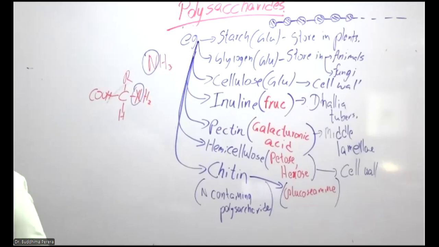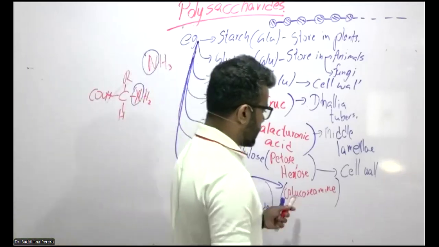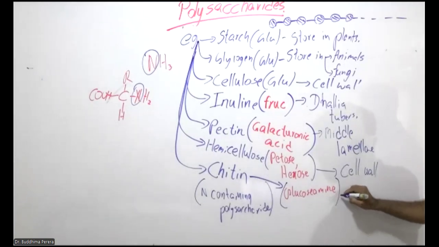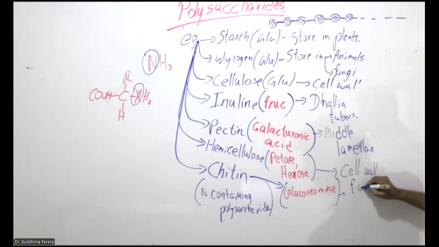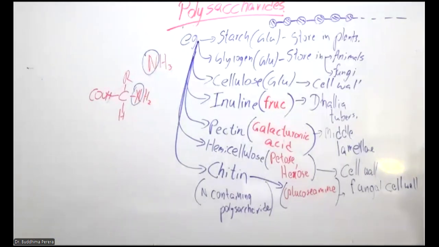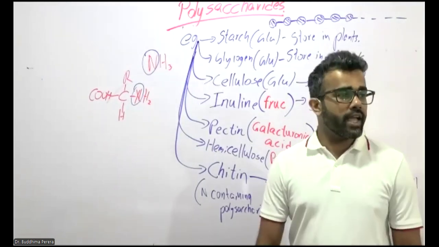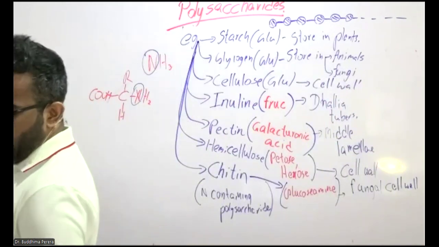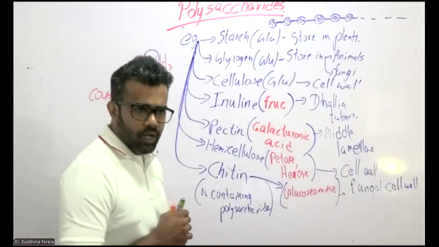Chitin is in two places. First, it is in the fungal cell wall. Fungi also have a cell wall, and in the fungal cell wall, chitin is there. And chitin is also there in the exoskeleton of arthropods.